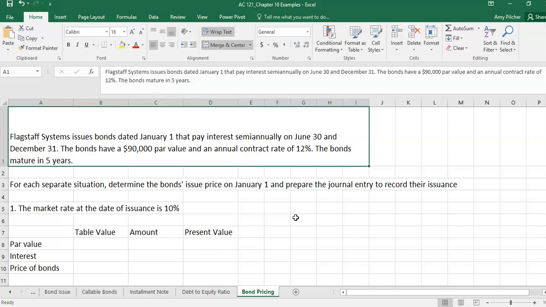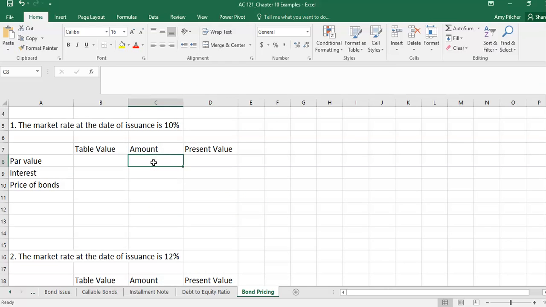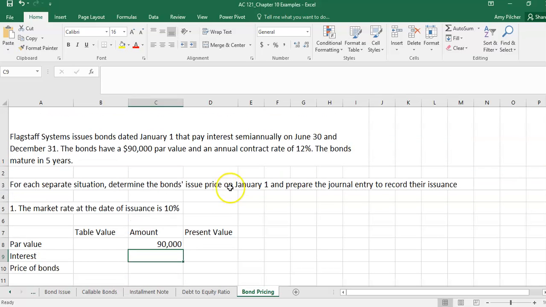When we look at premium and discounts of bond pricing, we use the present value calculations of those bonds. So we have to use our present value table. First we can put in the amount of the bonds and the interest payment on those bonds. So the contract rate is 12%, and we have semi-annual interest payments. So we would take 90,000 times 12% times half a year for our semi-annual payments to get our bond interest.